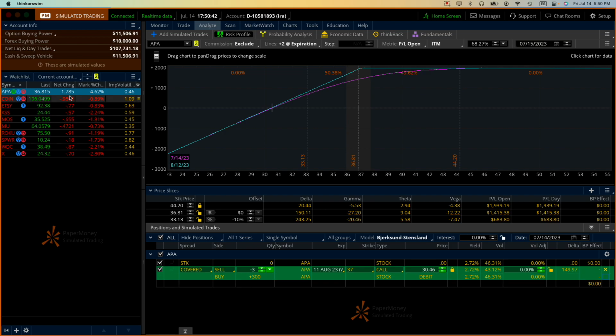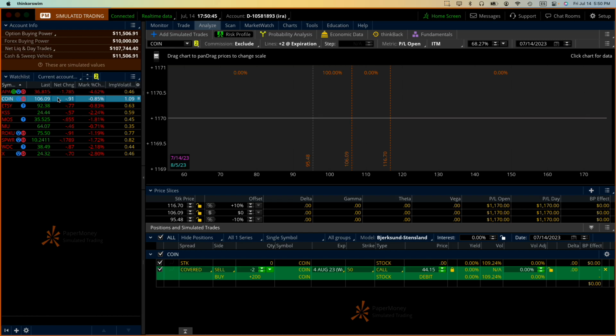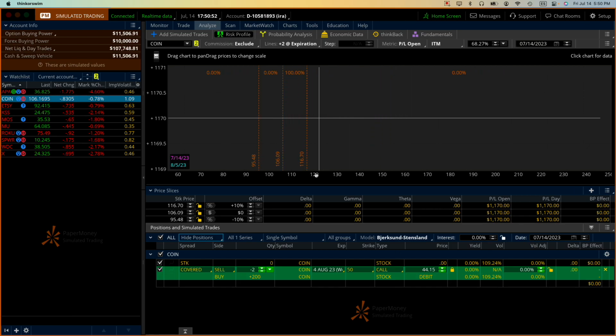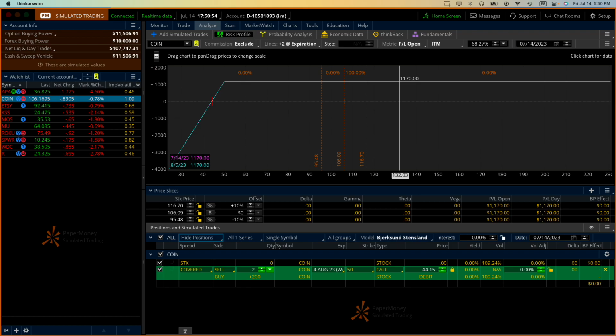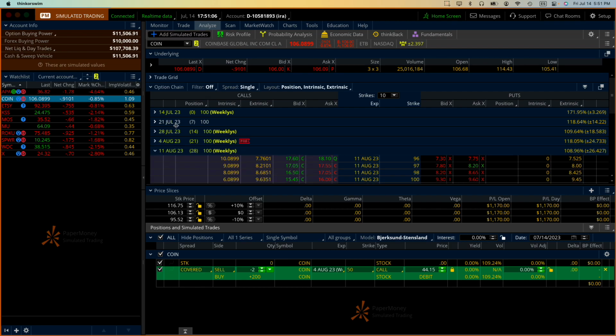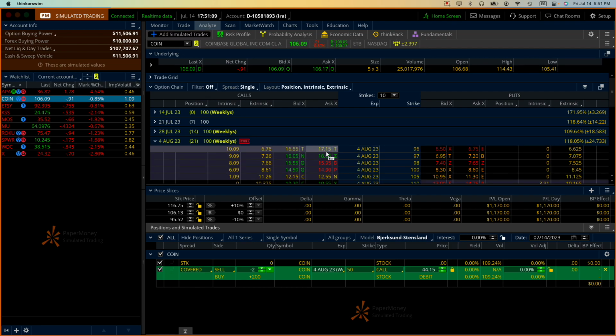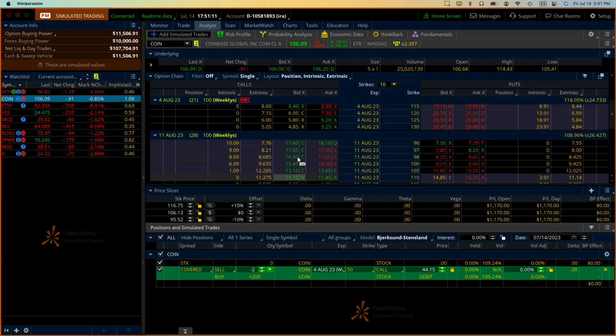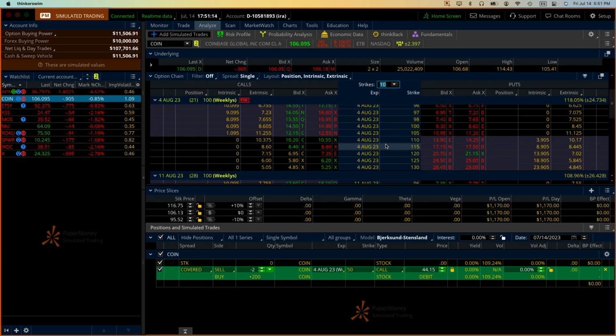Okay, let's move on to COIN. And this is my trade here, and there it is, okay? It has moved dramatically higher, but this is August the 4th. Let's look at the extrinsic value of that option, even though it's over here. There is probably a lot of extrinsic value still. So let's say 10.30.